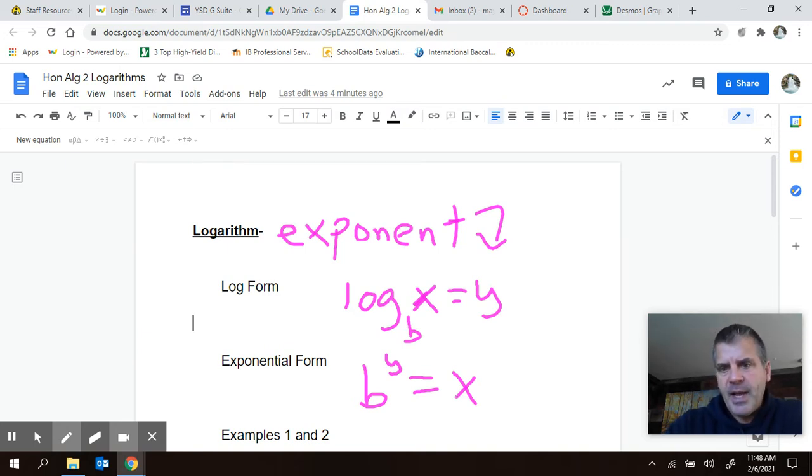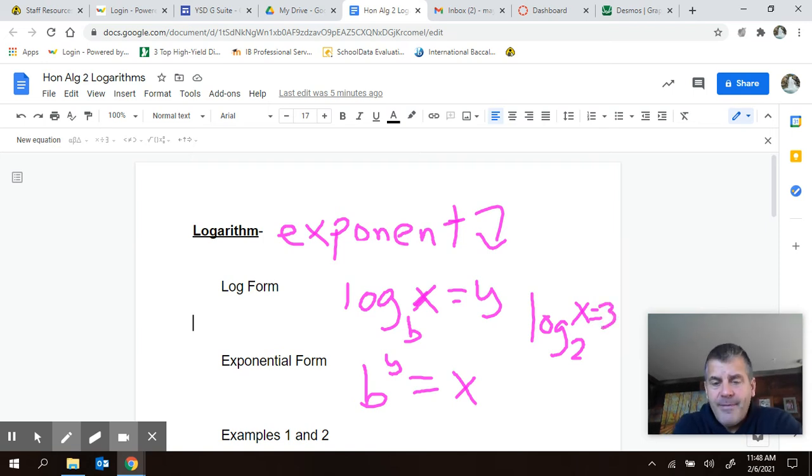So here's an example. If you take the log base 2 of some number, let's call it x, and that was equal to 3, what value would x need to be to make this true? Well, to answer that question, we go to its exponential form. So we rewrite this logarithm into its exponential form. So from log form to exponential form, it would look like this.